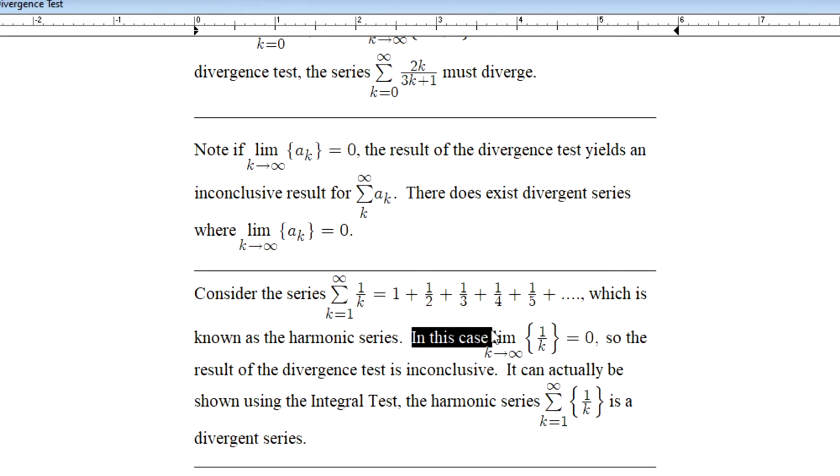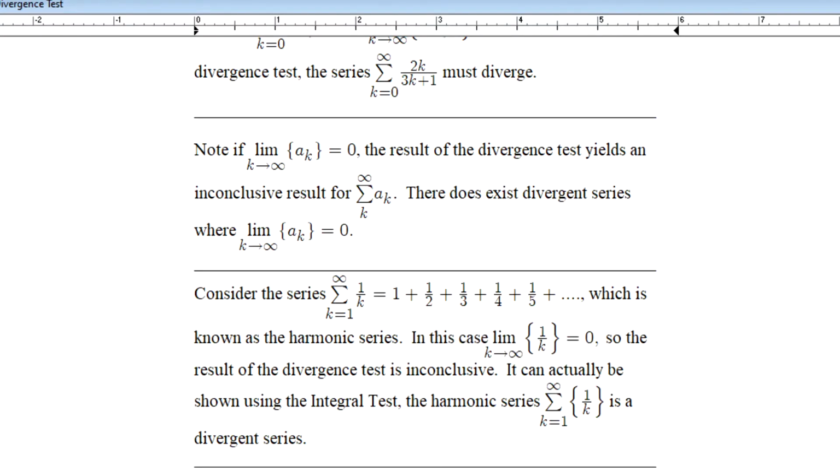And if you just spend a quick moment with it, evaluating the limit of the terms as k heads to infinity, you would see that they do equal 0. But I will tell you that the result of the divergence test here is actually inconclusive, right? It can actually be shown using our next test, which is going to be the integral test, that this harmonic series is the case for a divergent series.